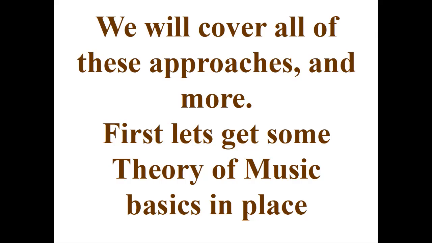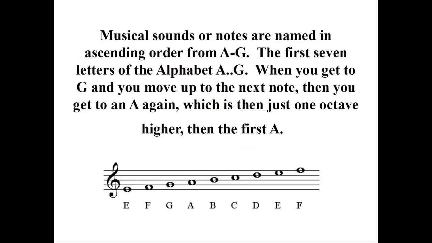But first, let's get some theory of music basics in place. Let's start off with musical signs or notes. Now, musical notes are named in ascending order from A to G, the first 7 letters of the alphabet: A, B, C, D, E, F, G. When you get to G and you move up to the next note, then you get to an A again, which is then just one octave higher than the first A. Below, I have an example of music notation with the note names below them.